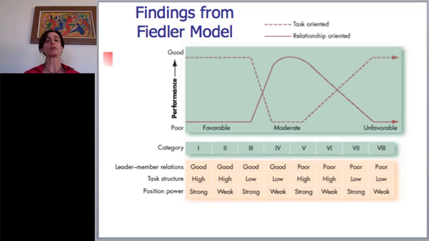Now let's take a look at the far other end of this spectrum, at a totally different situation. The poor, low, weak situation, category 8. So what this is saying is, let's imagine that we're talking about some company that's just been plagued by corporate scandal.